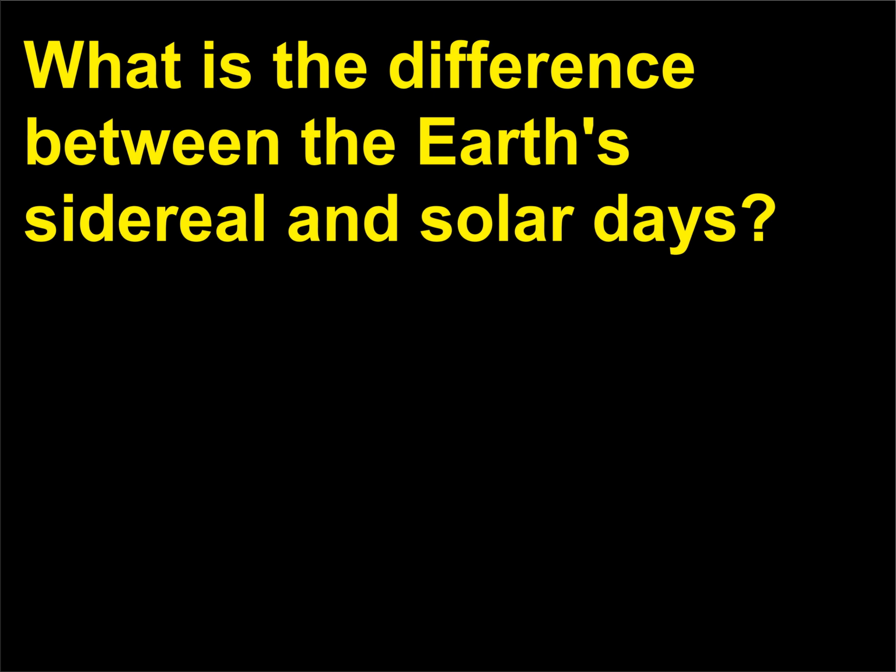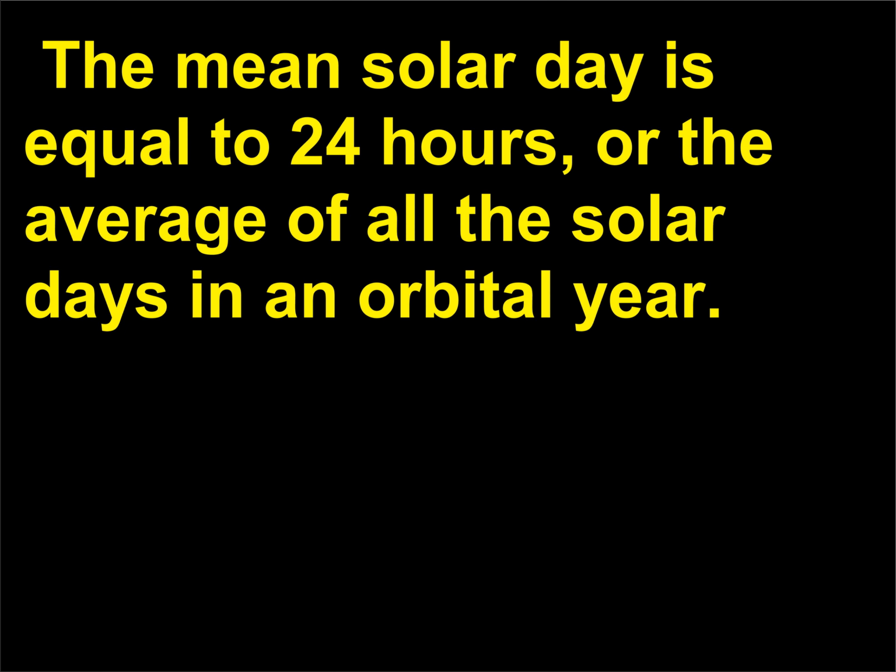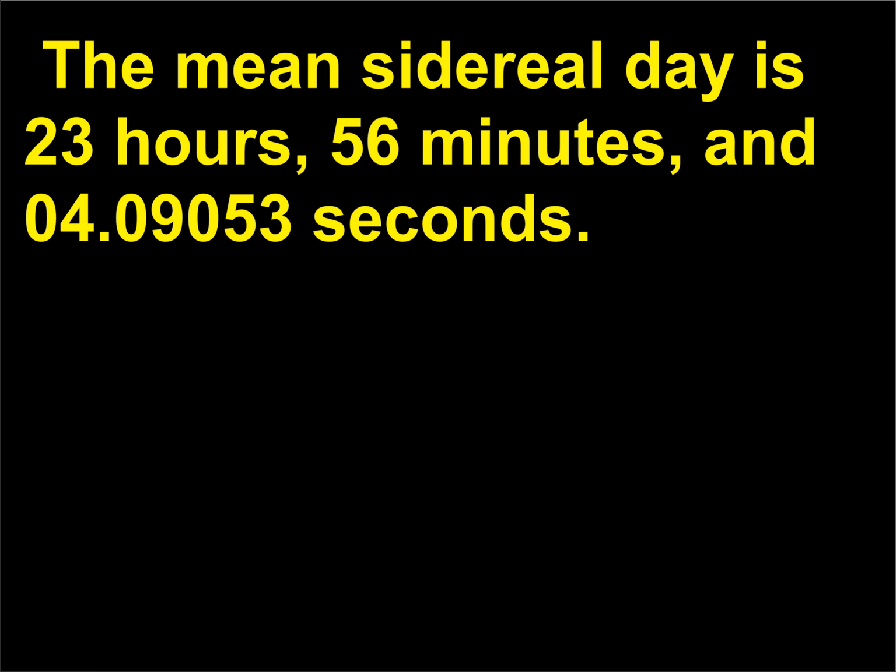What is the difference between the Earth's sidereal and solar days? The difference between the Earth's sidereal and solar days has to do with angles and the Earth's rotation. The mean solar day is equal to 24 hours, or the average of all the solar days in an orbital year. The mean sidereal day is 23 hours, 56 minutes, and 04.09053 seconds.